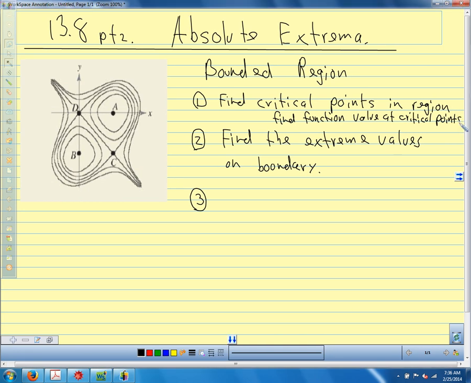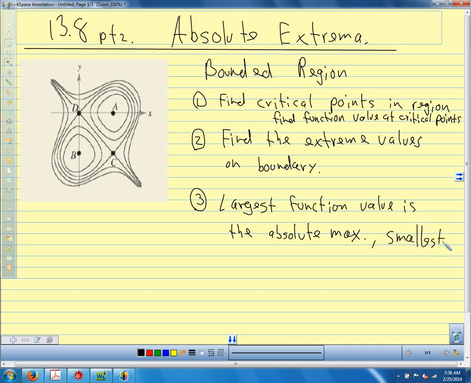Because our maximum or minimum is going to occur at a critical point or on the boundary. So we find our function value at the critical point. We find the extreme values on the boundary, so we're finding the extreme value of the function on the boundary. The maximum, the largest value is going to be our absolute maximum, and the smallest value is our absolute minimum. And we're talking about the absolute maximum or absolute minimum in that region.